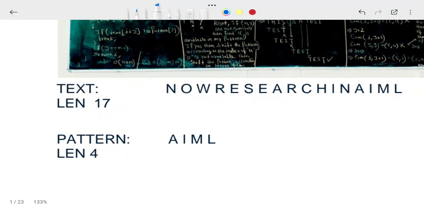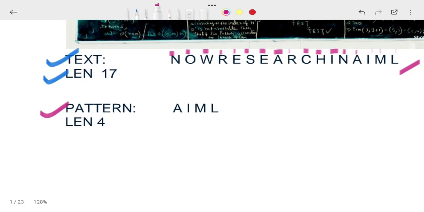Suppose we have a text, and its length is equal to 17. You can also count: 1, 2, 3, up to 17. So the length is 17. Now I have a pattern. My text is "research in AIML", and my pattern is equal to AIML. Its length is equal to 4.